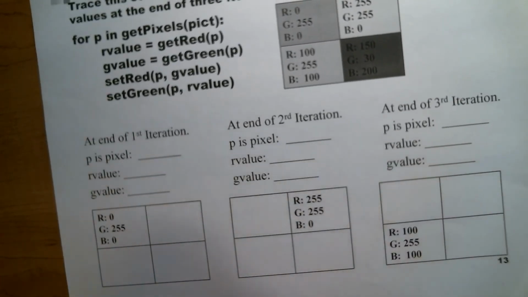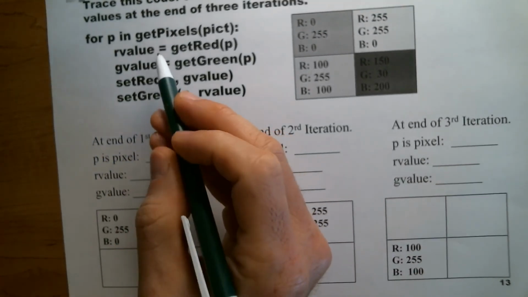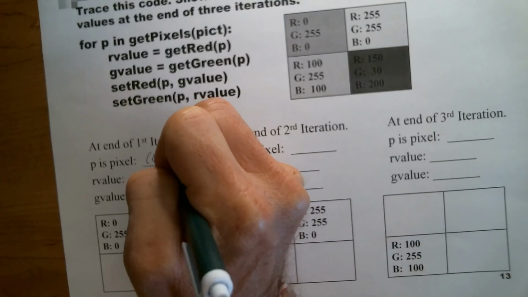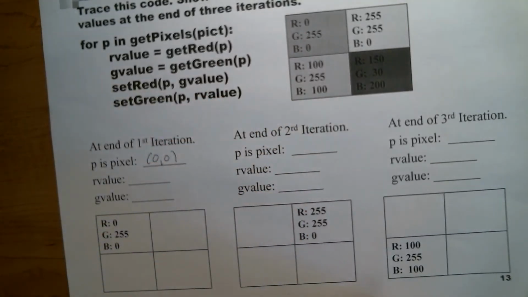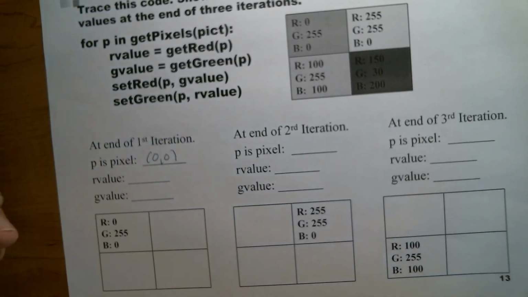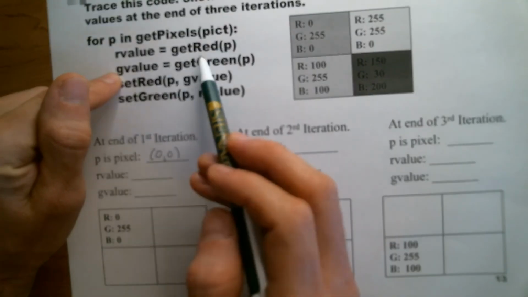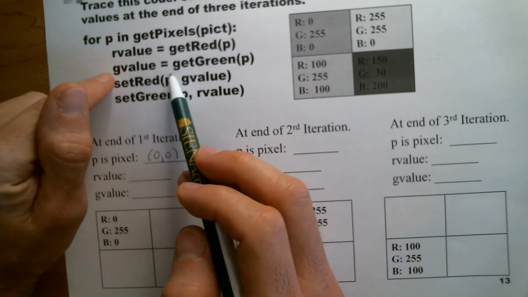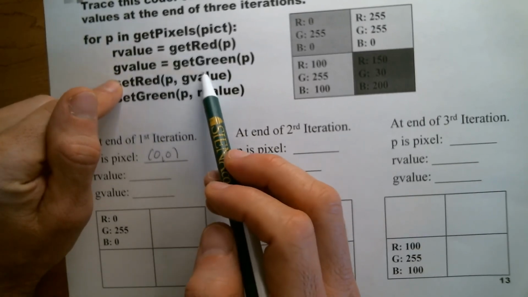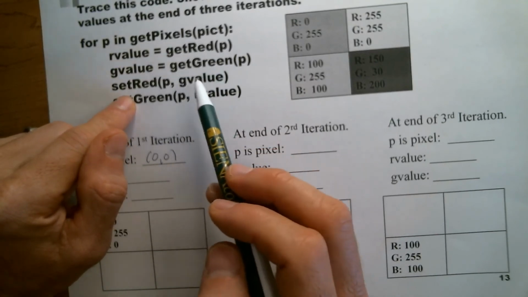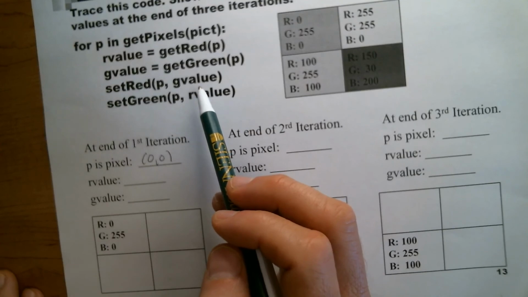Okay, so at the end of the first iteration, when we've gone through the loop the first time, P is going to be pixel 0, 0, because it starts in the top left corner. Let's take a look at what the program is doing. It's recording the R value and the green value in separate variables, and then it's changing the red pixel to the green value, and it's changing the green part of the pixel to the red value. So it's basically flip-flopping the red and the green.